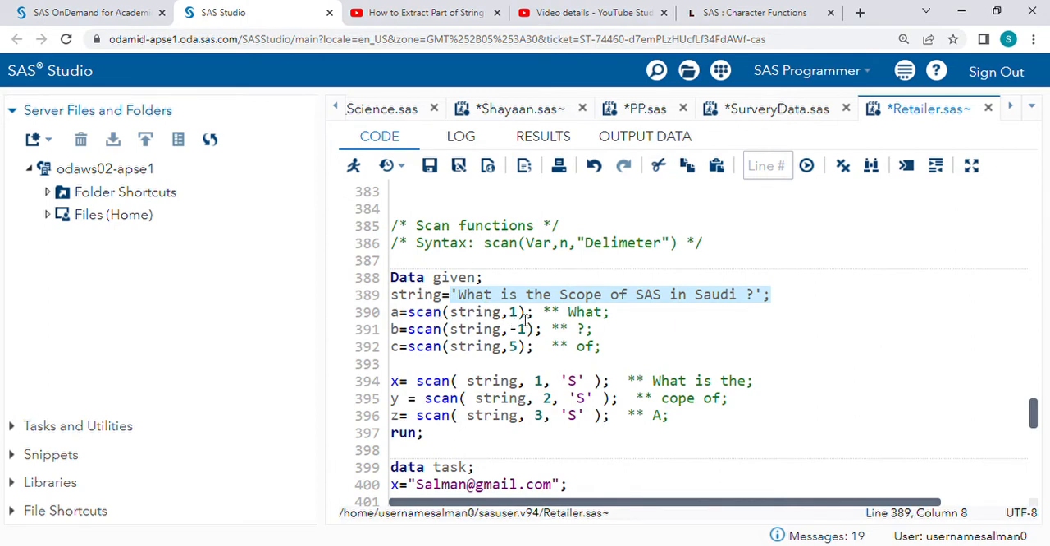So 1 is the position. Position of what? And here, minus 1 means the position is counted from the last. And what is the position at the fifth? It is "of". So based on the position, we can extract using the SCAN function.